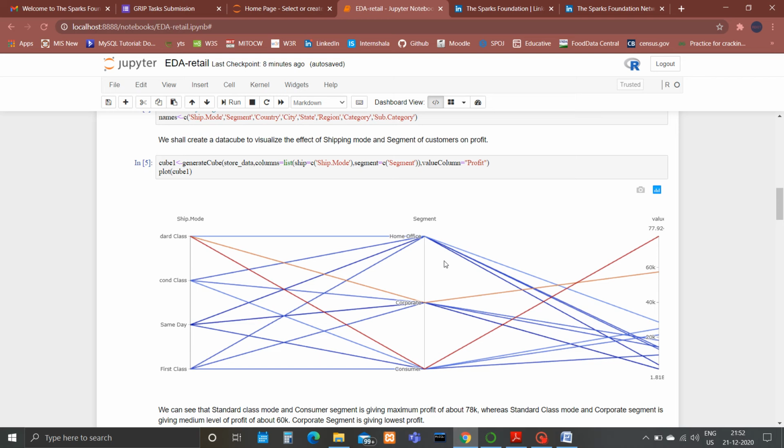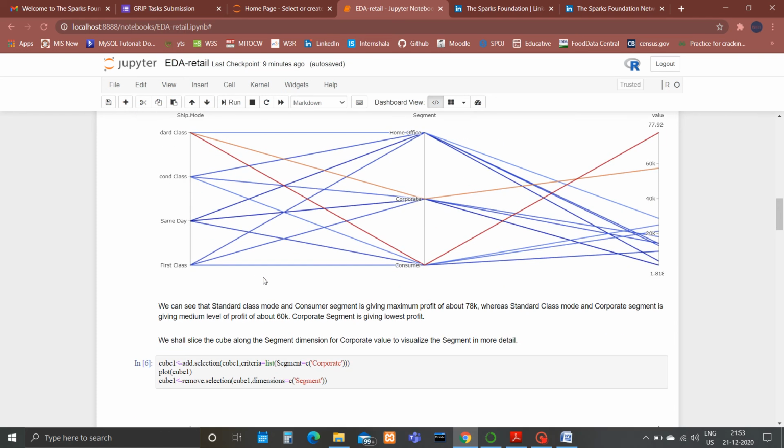And this is the plot of the cube, and you can see that these red lines are giving the highest profits, and these blue lines are giving the lowest profits or losses. This means that the segment consumer and the ship mode standard class is giving us the highest profit. And there are some lower profits which are all blue lines. Like this line, this is giving the lowest profit, which comes from this corporate segment, but we cannot conclude from which ship mode it comes.